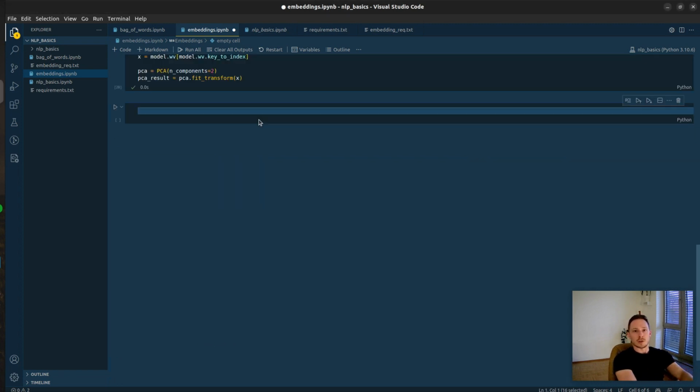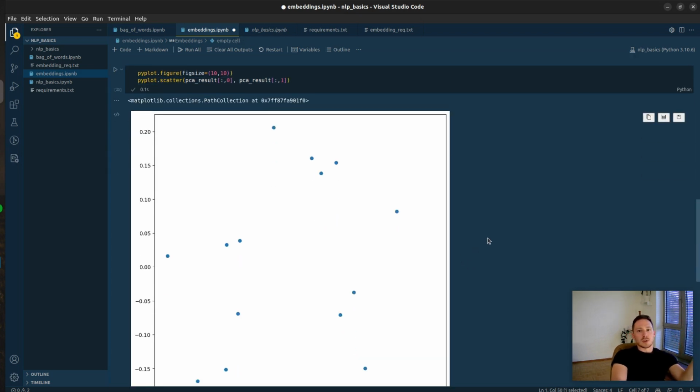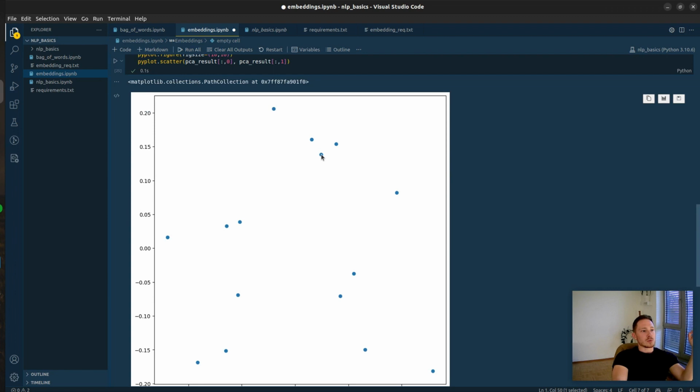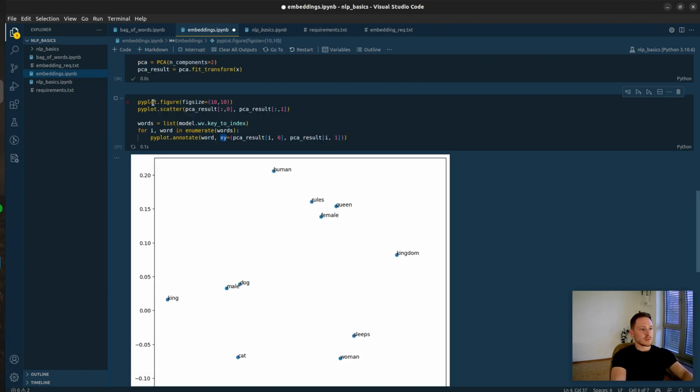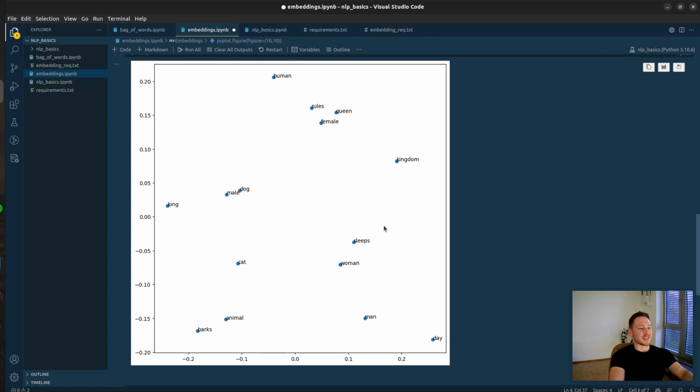Now we want to plot it on the pyplot. We define the figure size. Here we want to see a scatter plot. It takes all the elements of the first dimension of the result, and here it takes all the elements of the second dimension. And the first dimension will be on the x-axis and the second dimension on the y-axis. Okay, here's the result. We also want to add the words. That's our result. Let's see if it makes sense.